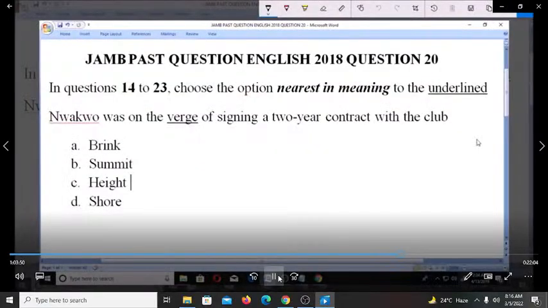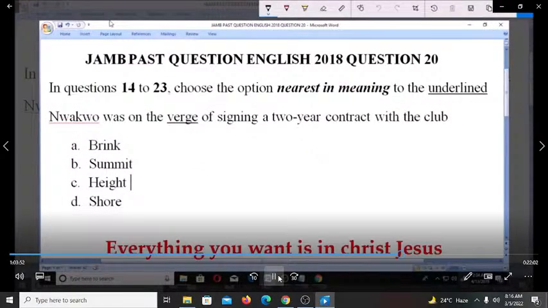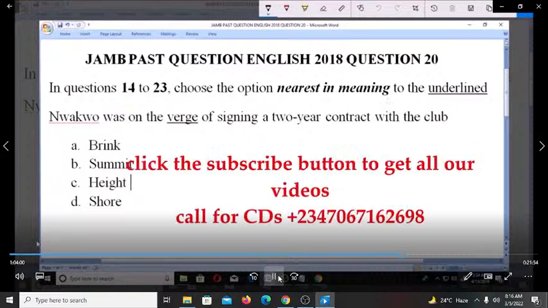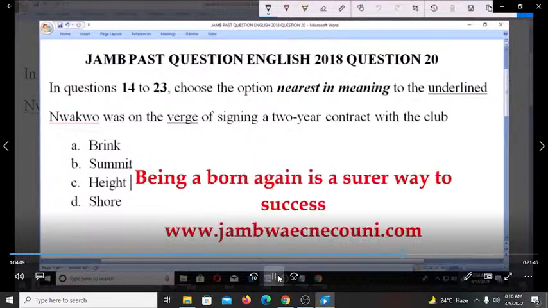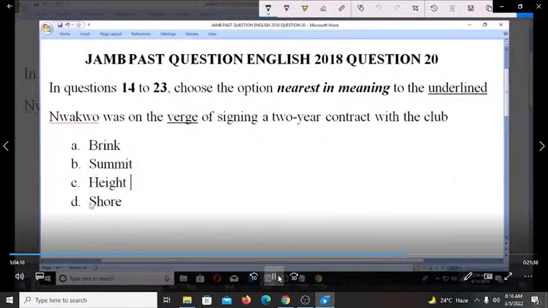Hello, welcome. Let's look at this JAMB past question, English 2018, question number 20. In questions 14 to 23, choose the option nearest the meaning to the underlined. One call was on the verge of signing a 2-year contract with the club. The underlined word is verge. A, brink. B, summit. C, height. D, shore. So what is the synonym of verge?